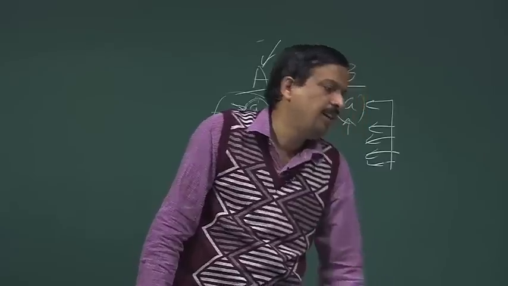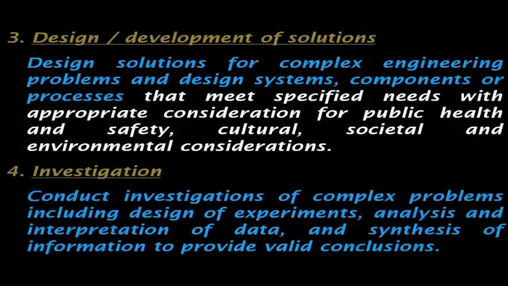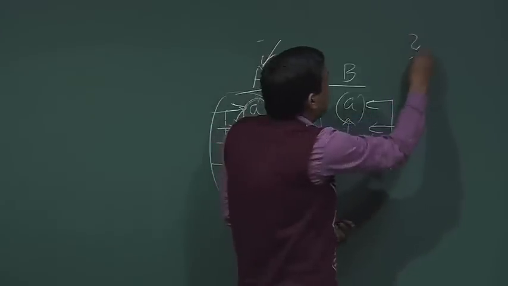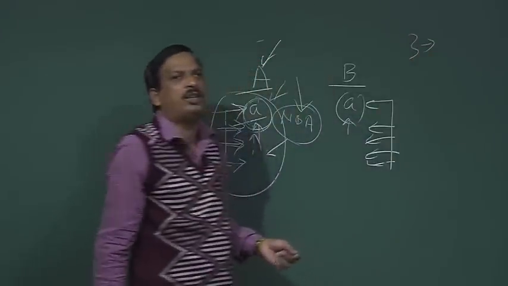What is the next skill? Design solutions for complex engineering problems and design systems, components or processes that meet specified needs with appropriate consideration for public health, safety, cultural, societal and environmental considerations. So, this attribute, attribute 3, talks about the design aspects of the graduate engineer.